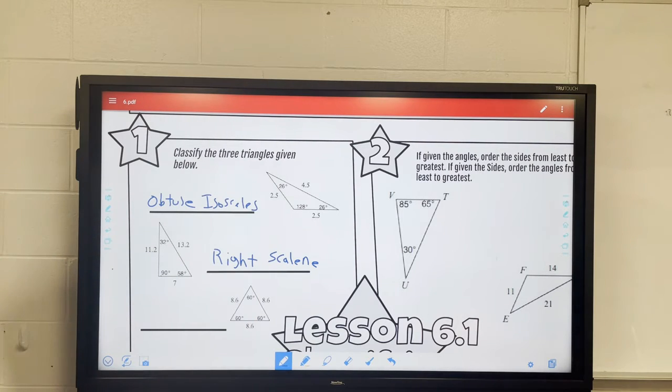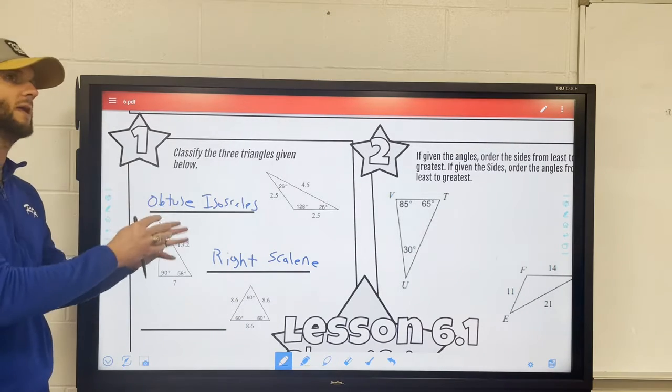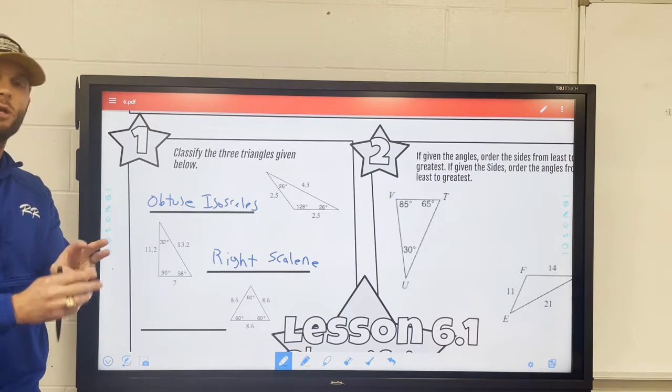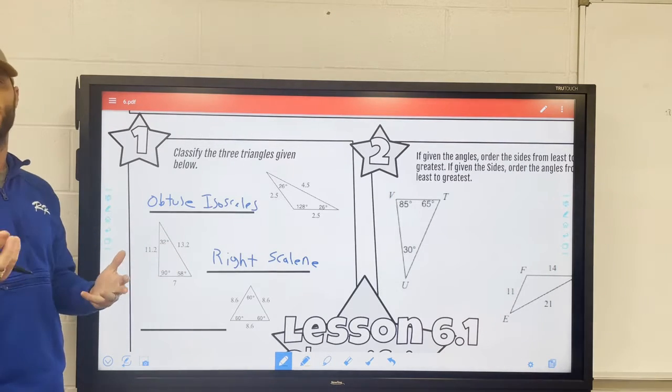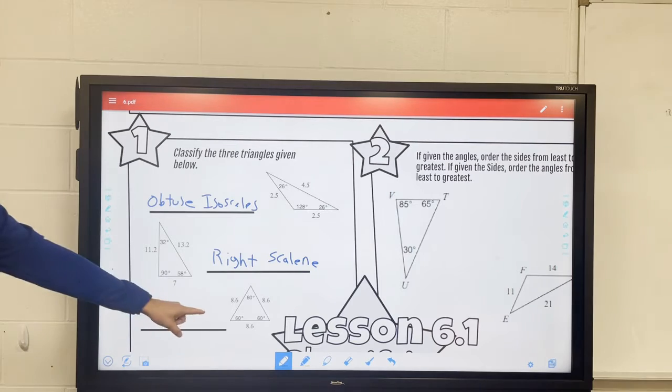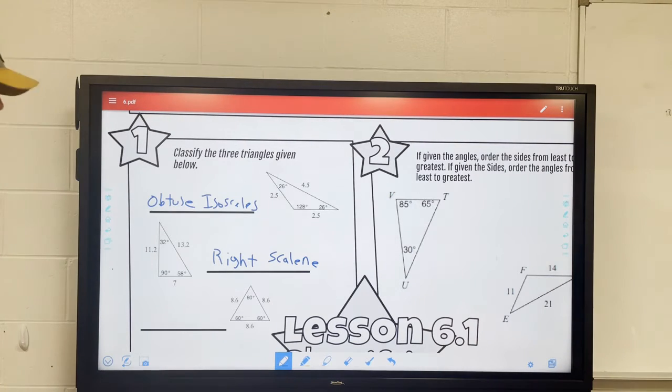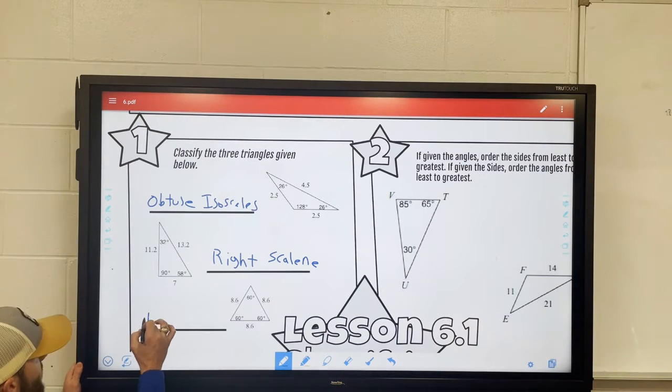And now the last one, if you look, all of my angles are congruent, so that's going to be equiangular. And all of my sides are congruent, so that's going to be equilateral. But you don't necessarily need to put both equiangular and equilateral. You can just put one of those, because if you have one, you know the other one is true. So you can put either equiangular or equilateral here. I'm going to go ahead and put equilateral.